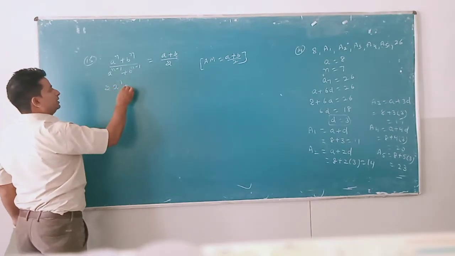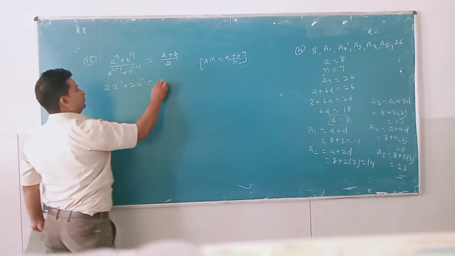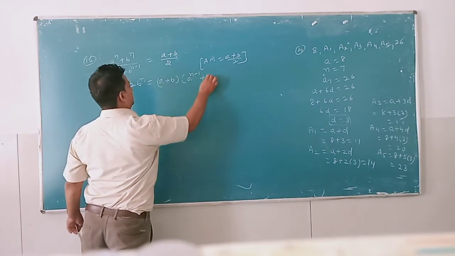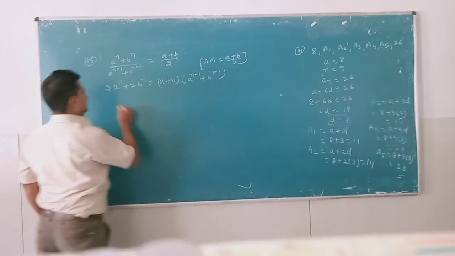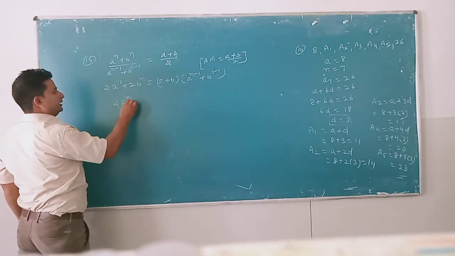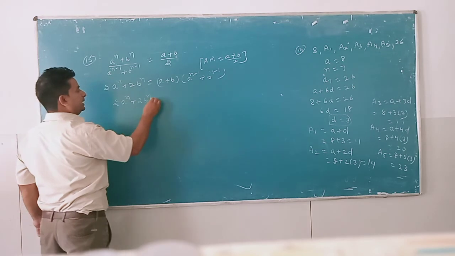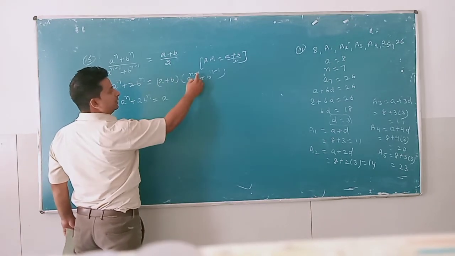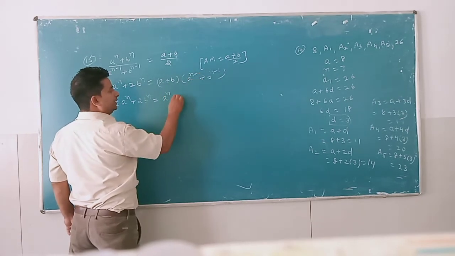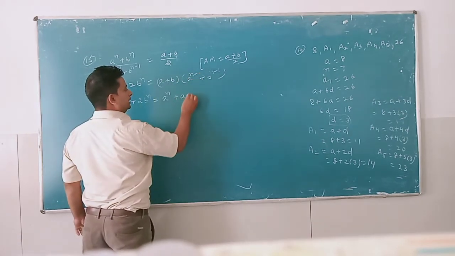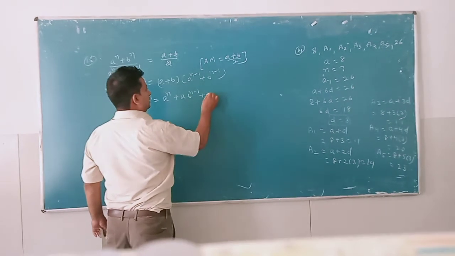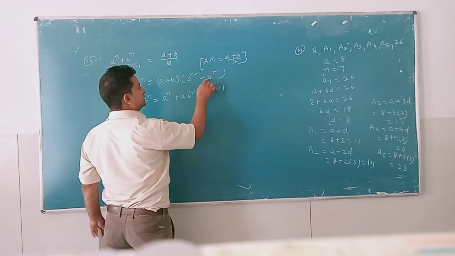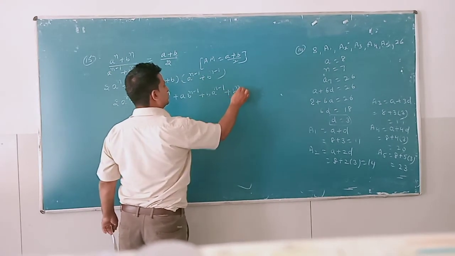For this, cross multiply, so we have (a + b)(a^(n-1) + b^(n-1)) equals 2(a^n + b^n). When we multiply this, a times a^(n-1) gives a^n, and a times b^(n-1)... this is b times a^(n-1). When we multiply, the base is the same and the powers add, so it is b^n.